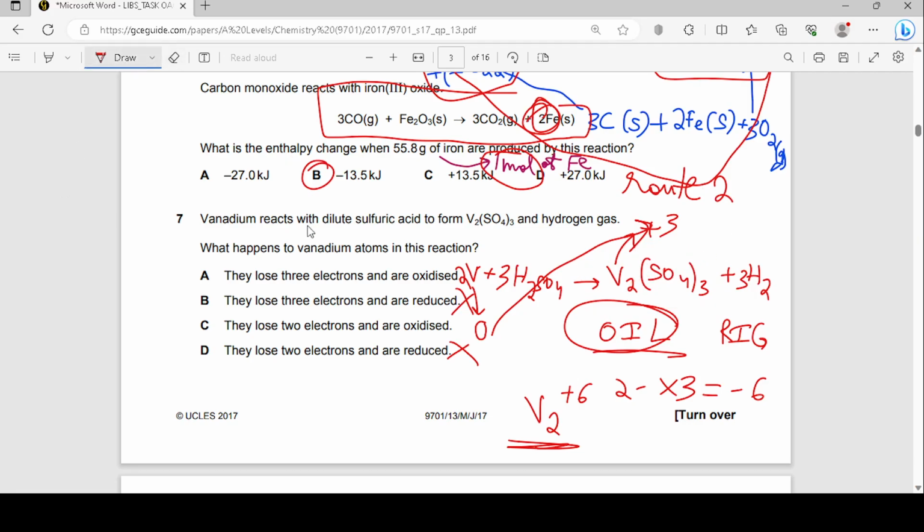Anyways, same thing. But one option says they lose 2 electrons. This is wrong. They lose 3 electrons, as I showed you. 0 to plus 3 is plus 3, right? So losing 3 electrons because oxidation is happening, and oxidation is loss. That means the correct answer will be they lose 3 electrons and are oxidized, right? So that's option A. Okay, now we go to the next question, which is question number 8.